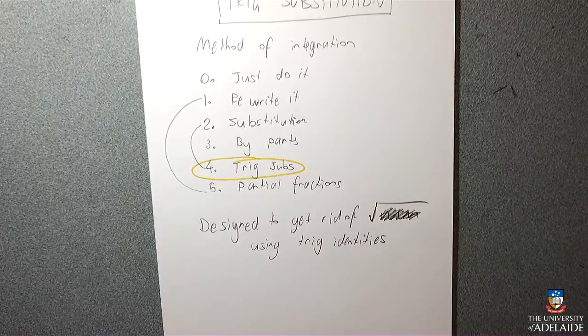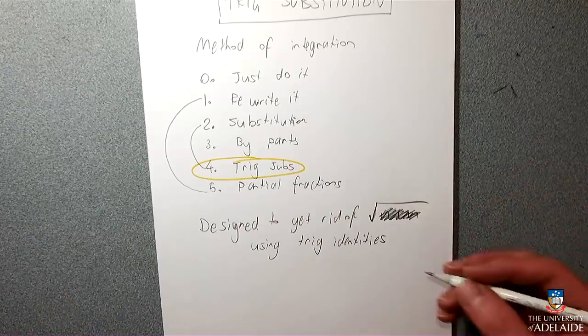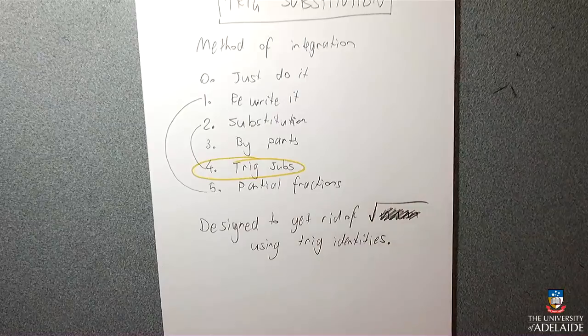So if you see things with roots, or even just any power that's got a half power in it, so if you've got something to the power of 3 on 2, that's got a root in it, that's what it's for. So if you see those things, that's what it's designed to do. And it tends to be quite long, because it has a lot of moving pieces to make it work.